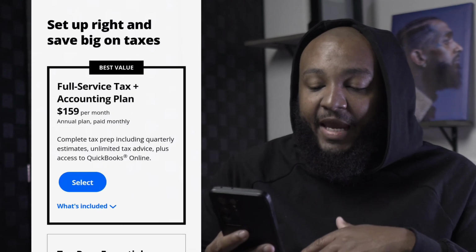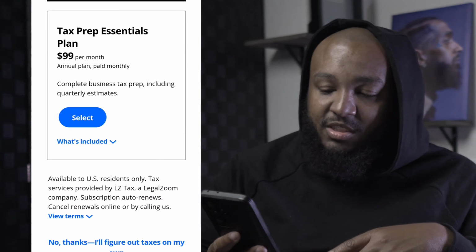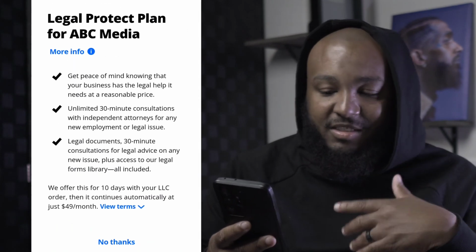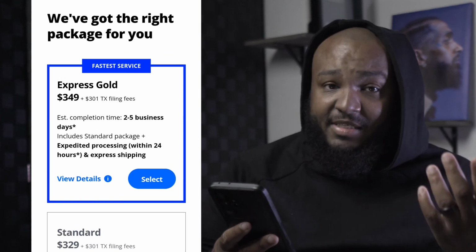So on this next page, they're going to be offering us some compliance services, but we're just going to skip by that. And now they're going to offer us some tax and some legal protection. Skip. And the next page, we're going to skip that too. All right, like I said, this is a very, very tedious process. They're just offering you all kinds of stuff that you really don't need and things that they can include in these packages. So, all right, now we've reached the page that actually lists all the packages.